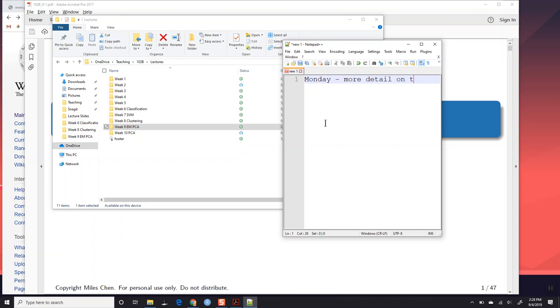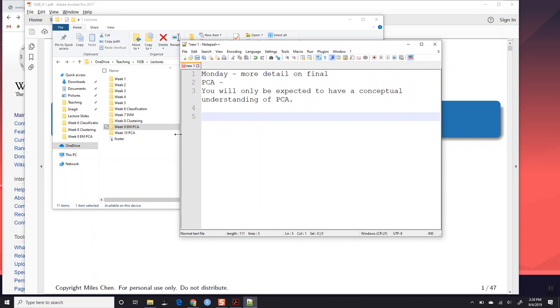And then I will cover PCA. As far as the final exam goes, you will only be expected to have a conceptual understanding of PCA. And that will be that. It breaks my heart a little bit, but we just don't have time. I don't think it would be fair to cover PCA in full depth on Monday and then have you tell it all back to me 2 days later.